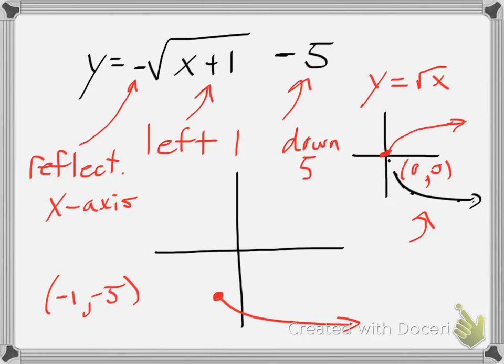So again, I want to identify all my translations or transformations. In this case, horizontal, vertical, and then reflection, and then graph accordingly.